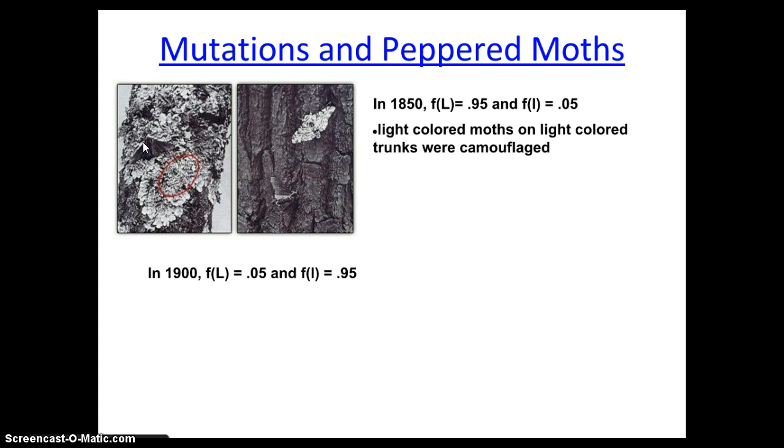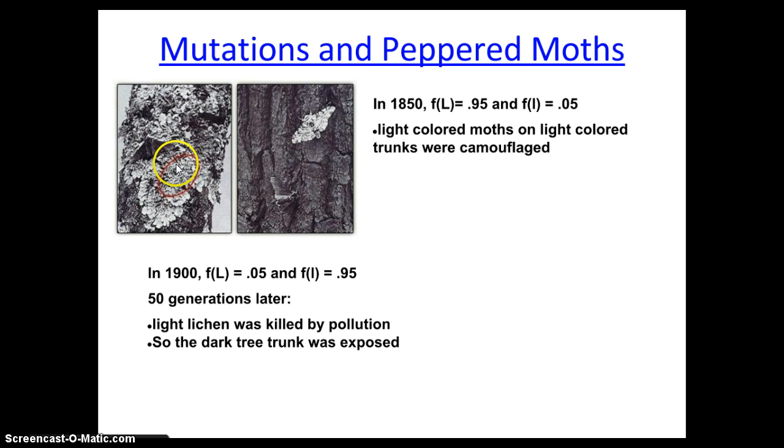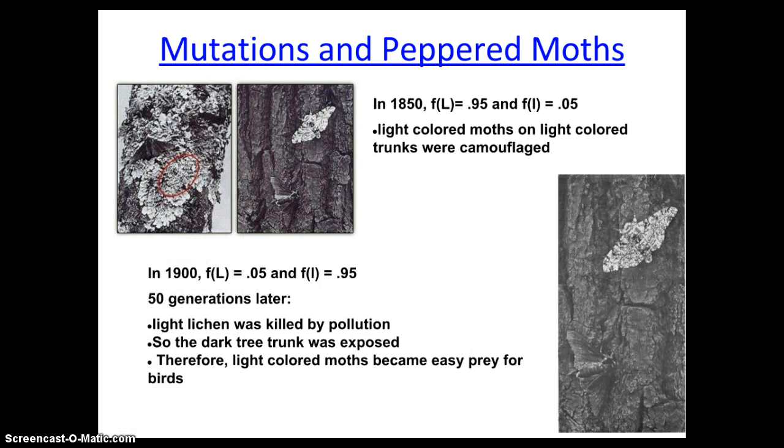But in 1900, just 50 years later, check this out, the allele frequency flip-flopped, and that's because the light lichen died from pollution. Suddenly, if you were a light moth on a dark trunk, you stuck out like a sore thumb and you got eaten. So the dark tree trunk helped the dark moths do better, and light-colored moths became easy prey for the birds. And that's showing that a mutation is what allowed the dark ones to exist in the first place.